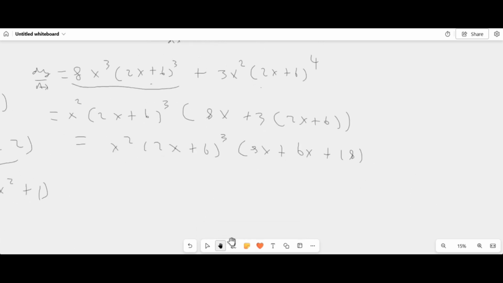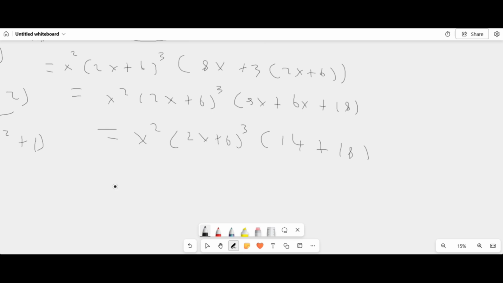And then again, simplify this further. So we're going to get equals x squared, 2x plus 6 to the power of 3, open bracket, 8 plus 6 is 14 here, and then plus 18 here. Again, I can bring 2 out of this situation. Because I've got a 2 here, these can be divided by 2. I can bring 2 outside here, so that becomes 2x squared, open bracket 2x plus 6 to the power 3, and this is 7x plus 9.